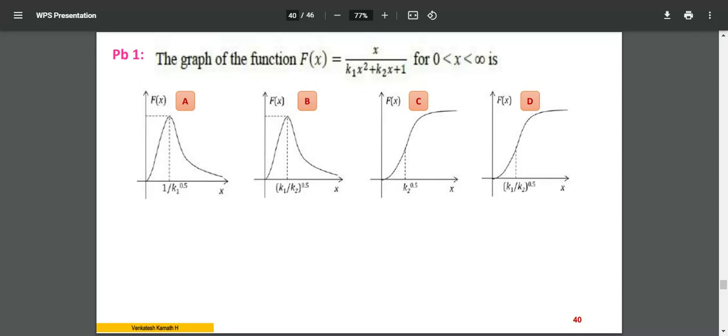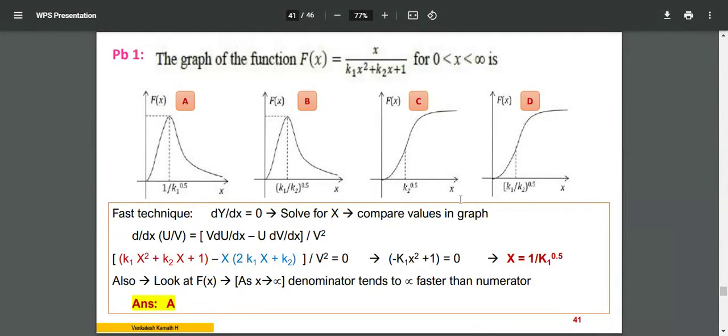There are 5 students who have answered it, and only 1 student is correct. So how does it work? The answer is A. There is only 1 student who answered A. Now, how does the logic go? Look at this. I have given you a solution, a fast technique: dy by dx, the differential.